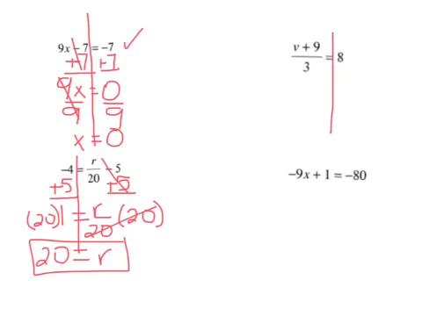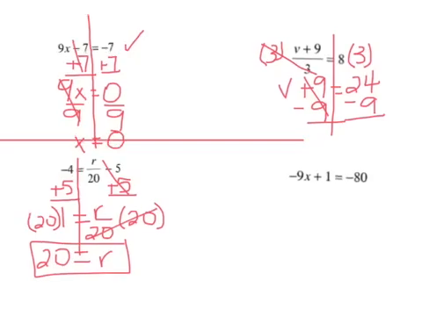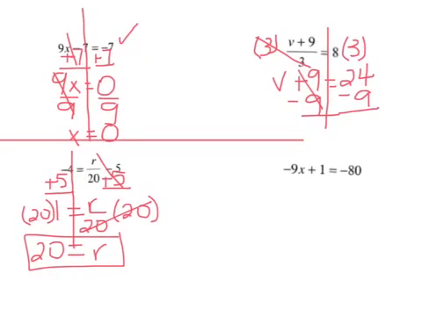Furthest from the variable first. What's furthest from the variable here is the 3. So I'm going to multiply each side by 3 first. That gets rid of that, leaving me with 9 plus v, and 8 times 3 is 24. Now I'm going to subtract 9 from both sides. So v equals 15. Let's plug that in. 15 plus 9 is 24. 24 divided by 3 is 8. We are right.